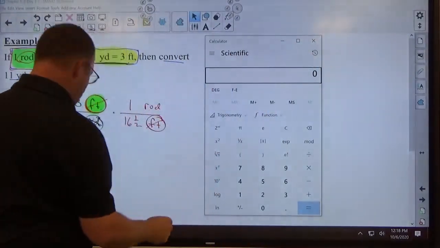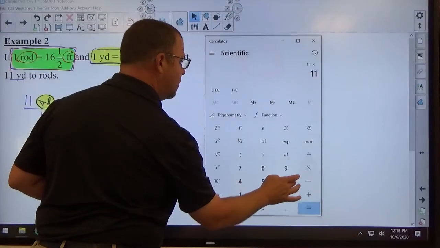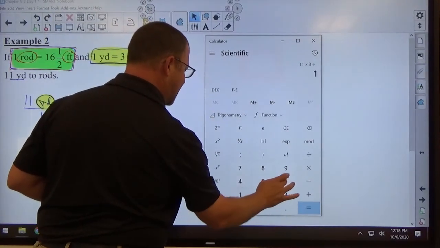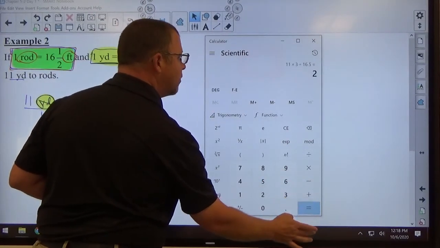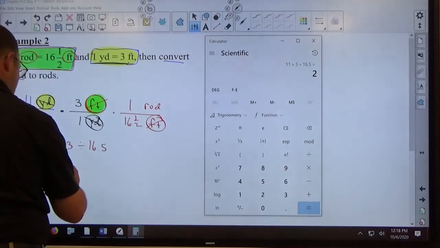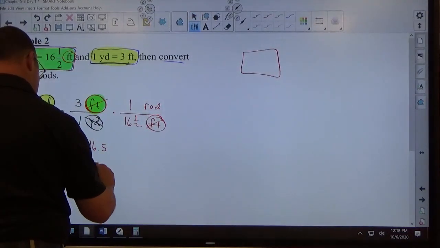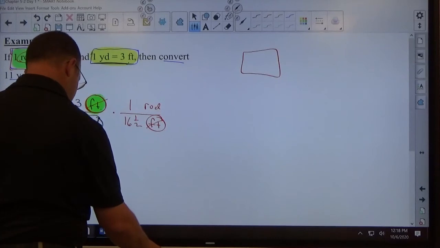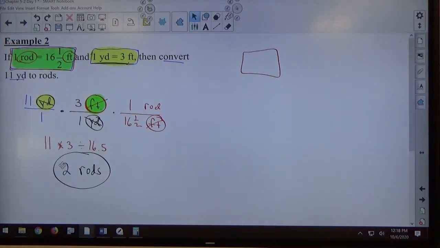So I'm going to type in 11 times 3 divided by 16.5. It comes out to 2. So the answer is 2 rods. All right, so that's how we're going to do that.